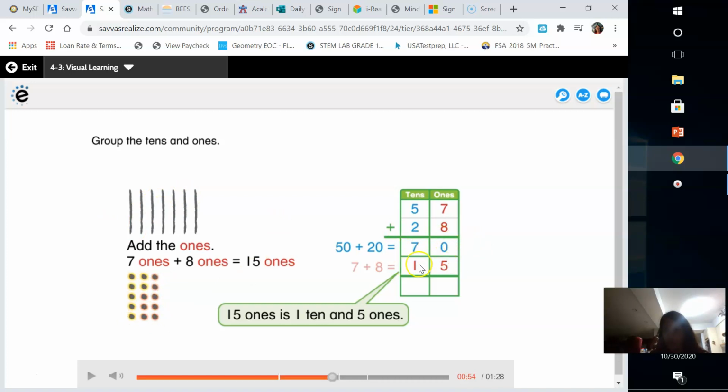And if you add these two what are called partial sums, because we haven't gotten the whole sum yet, partial means part of. 70 is part of the sum and 15 is part of the sum. If you add them together, we're going to get the whole sum. 7 plus 8 equals 15.